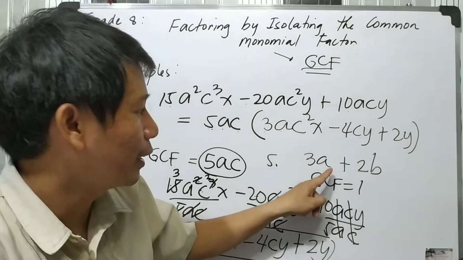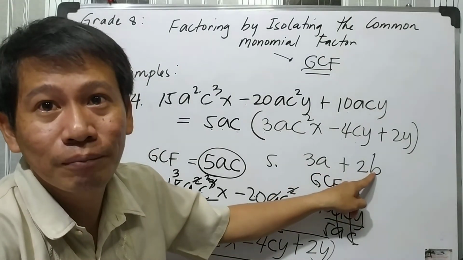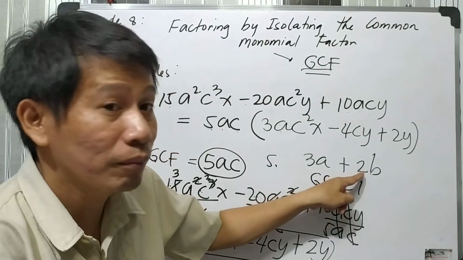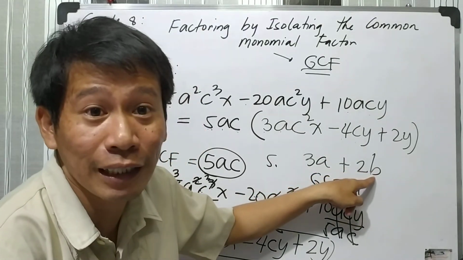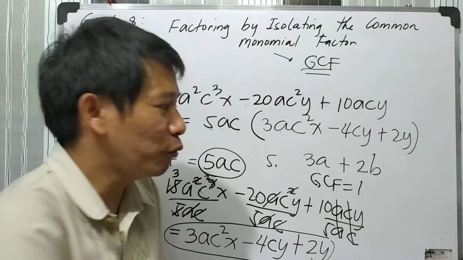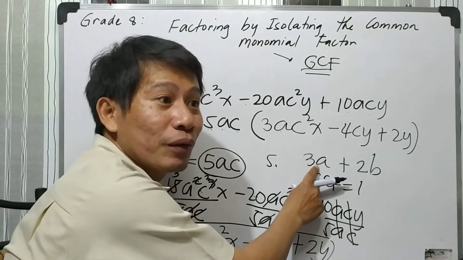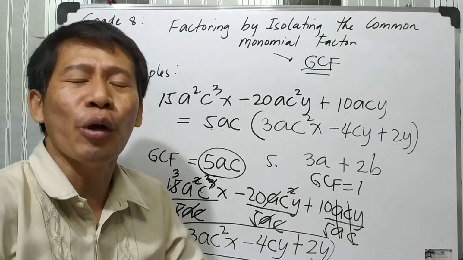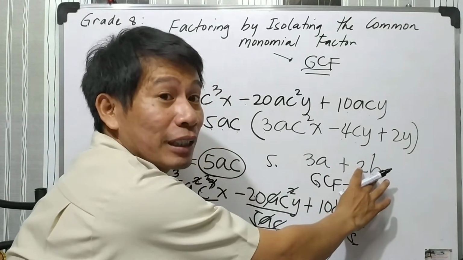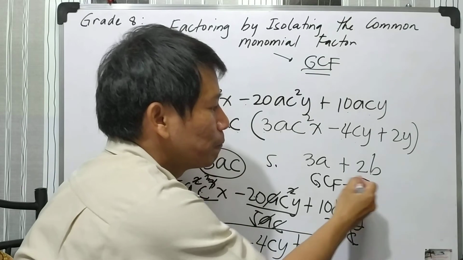And another one is, yung a and b natin, right? A is not common. Bakit? We don't have a here in the second term. B is also not common. Why? We don't have b here in the first term. So what does it mean? The only GCF of all the terms in this given is 1.